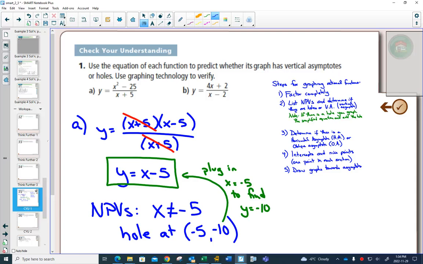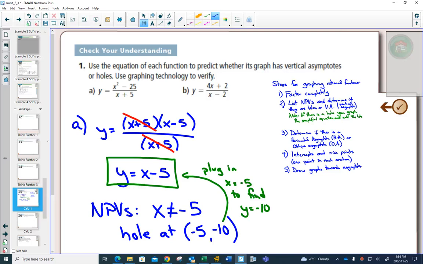Okay? Now in our steps for graphing rational functions: factor completely, we've done that. List the non-permissible values and determine if they're holes or vertical asymptotes. We did that. And then we hit the green note. The green note there says, if there's a hole in your graph, you graph the simplified equation. That note's in green. The simplified equation is in green.